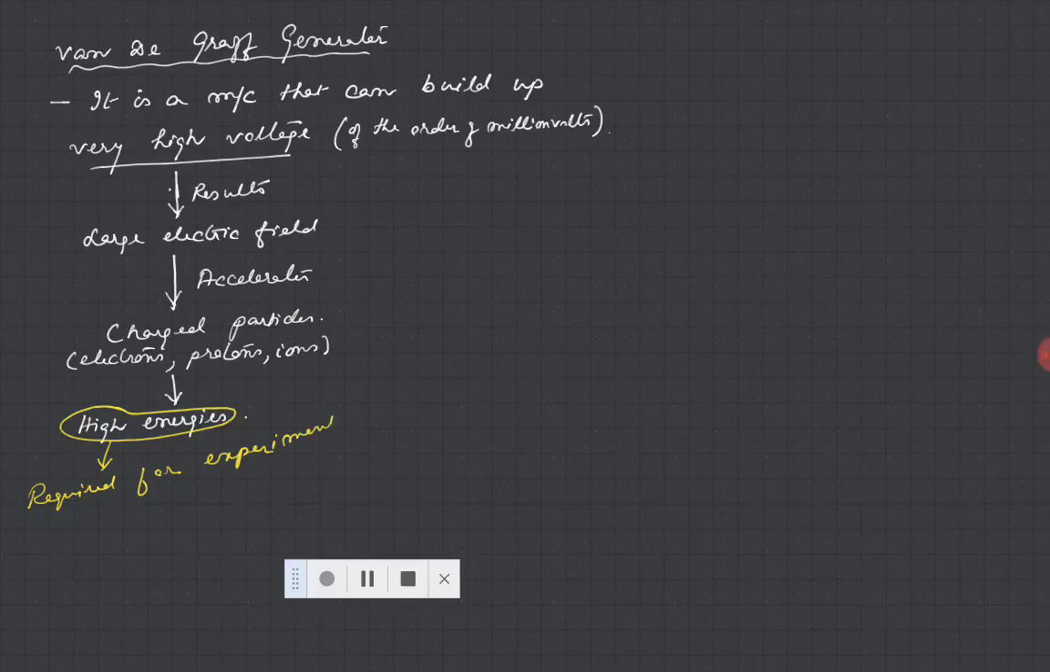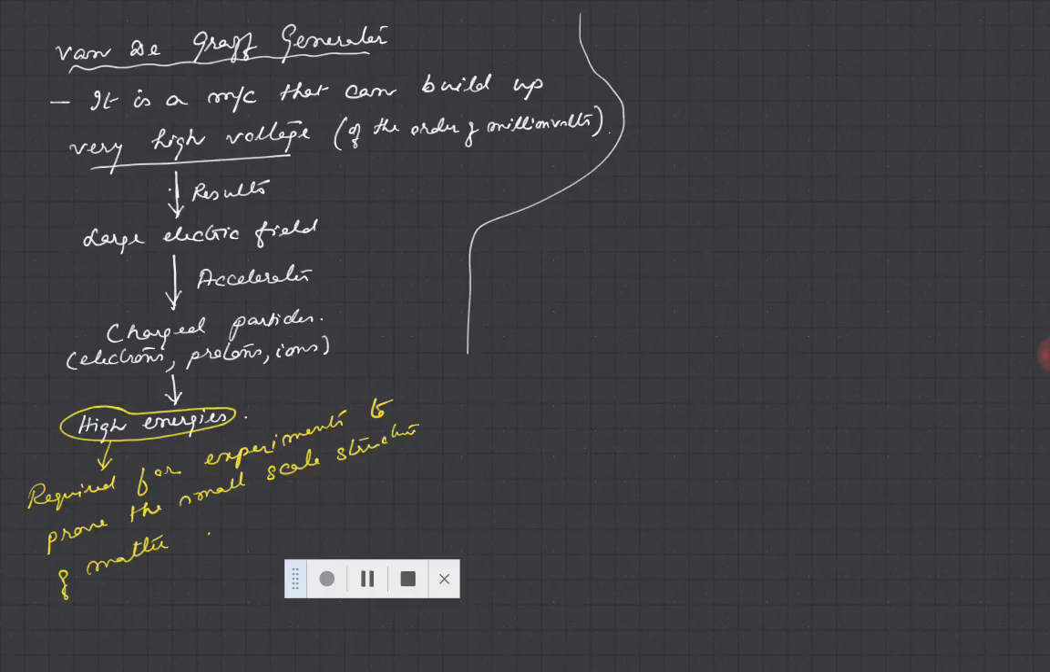So these are required for experiments to probe the small scale structure of matter.